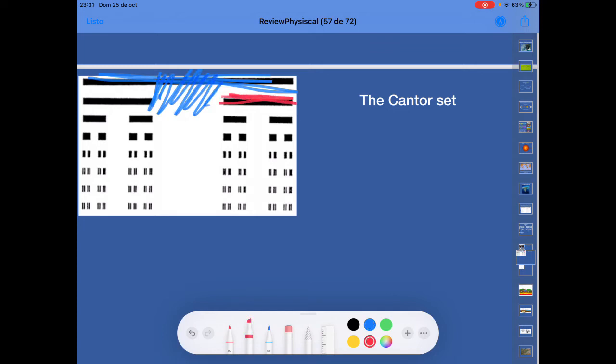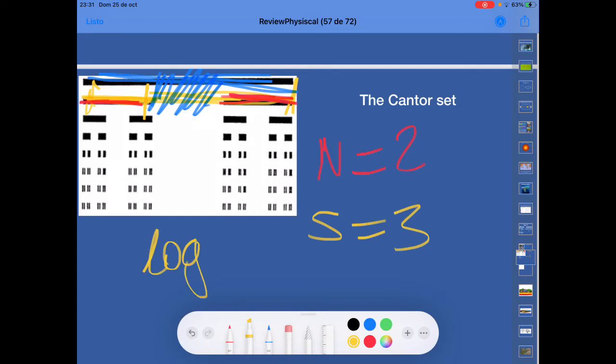I have 1 piece, 2 pieces. The amount of lines of the same length, remember, they always have to be of the same length. The total amount of lines of the same length is 2. And if I use one of these lines as a ruler, how many do I need in order to cover the whole side that is here? Well, that is 3. So that would be log 2 between log 3.